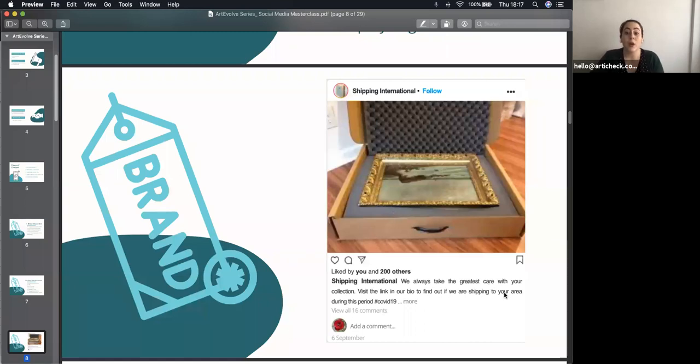And then we have the copy. We always take the greatest care with your collection. Visit the link in our bio to find out if we're shipping to your area during this period, COVID-19. So here you're talking about features and benefits, right? You're saying, you know, you can check if you're shipping with us. You can just take a look at our website, and we are actually working right now. So this is a really good method to sort of let people know that you're not closed, that you actually are still operating.